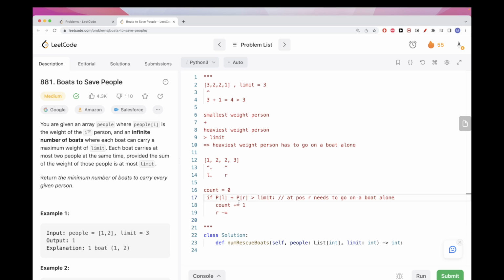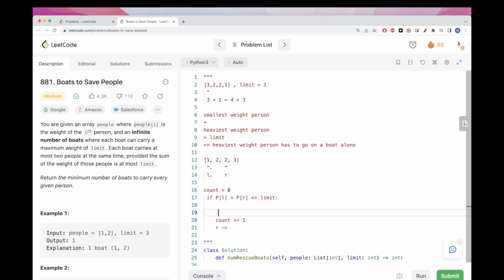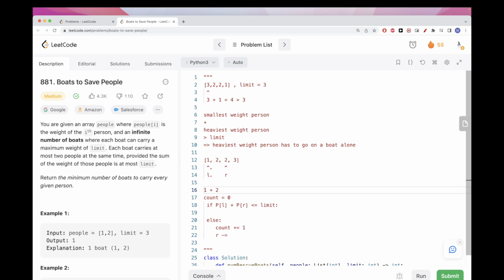Now another way to write this is to handle the case of smaller or equal to limit, so within the bounds. And then the else case is where it's bigger, and so it has to go on a boat alone. Now what happens if it's within the limit? Like in this case, 1 plus 2, which is equal to 3, so it's equal to limit, so it's within the limits. What should we do in this case?